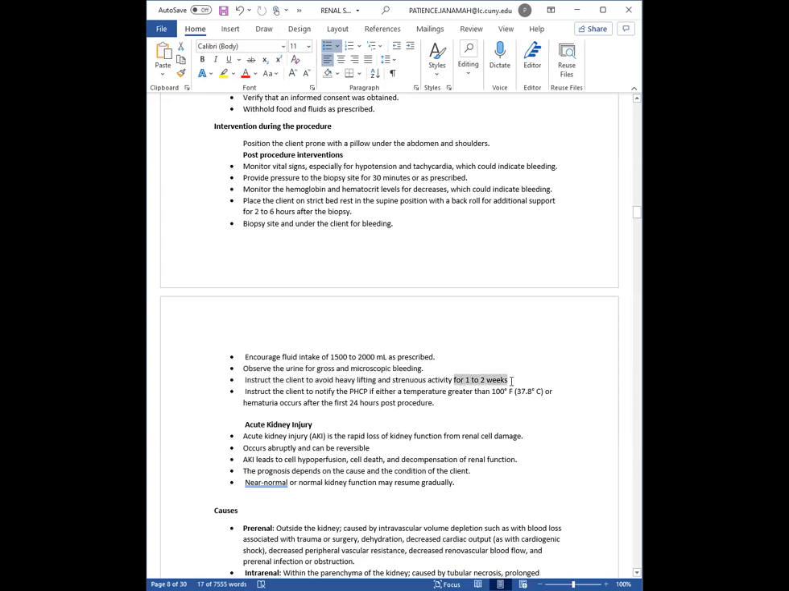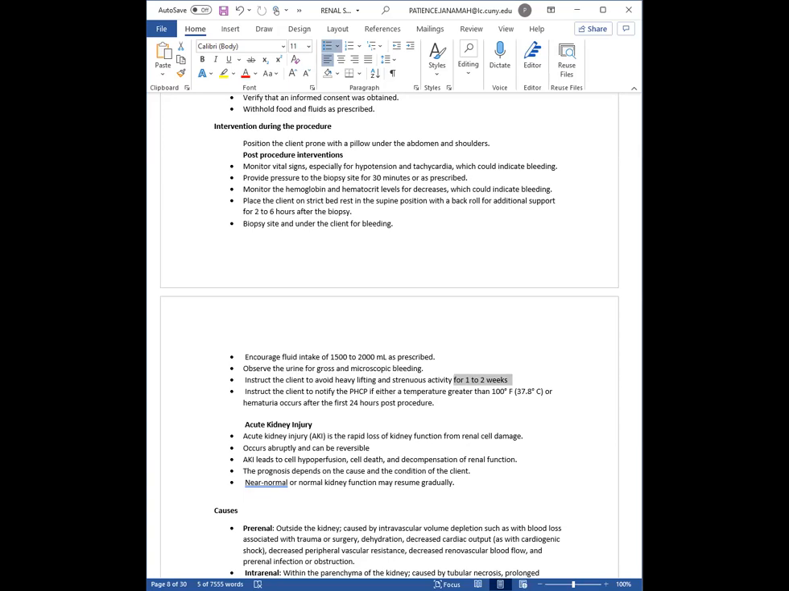The other thing you also want to instruct the patient is to avoid activities. No strenuous activities, no lifting, no heavy stuff. For 1 to 2 weeks, no going to the gym. They need to relax, take it easy, and have their kidneys heal after the biopsy. And you also want to instruct the patient to report any fever.